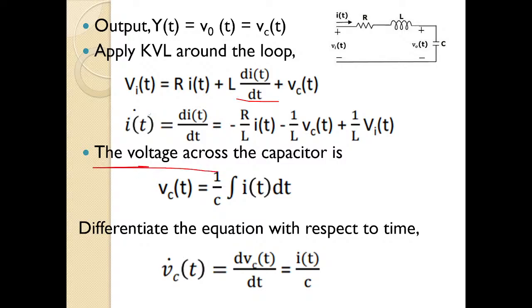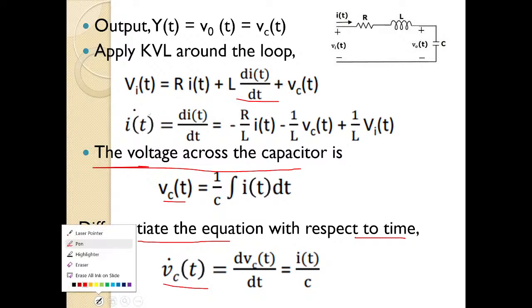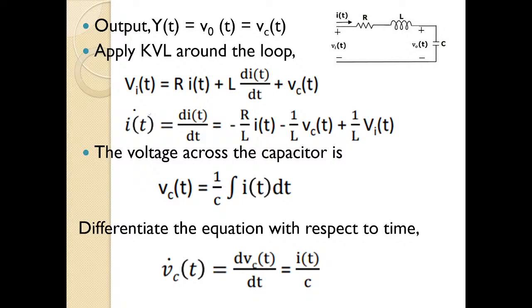Simply I have rearranged the terms, and from this equation I have determined d by dt of I of t. Now what is the voltage across the capacitor? Vc of t is 1 by C integral of I of t dt. So if I differentiate the above equation with respect to time, what do I get? Vc dot of t, that is d by dt of Vc of t, you just differentiate it and you will get I of t by C. If you are writing, just write it quickly, or you can write it down later.